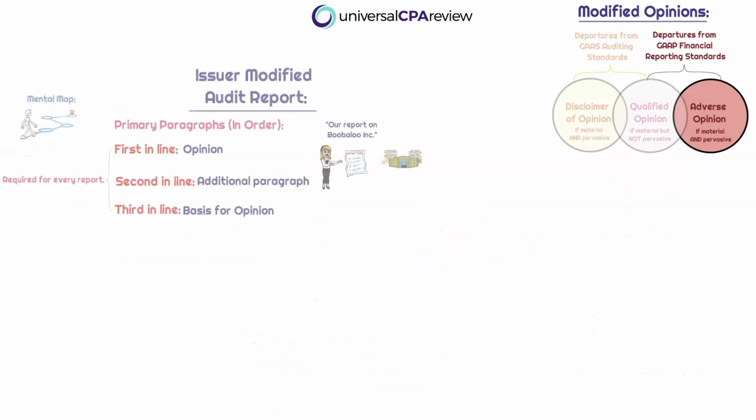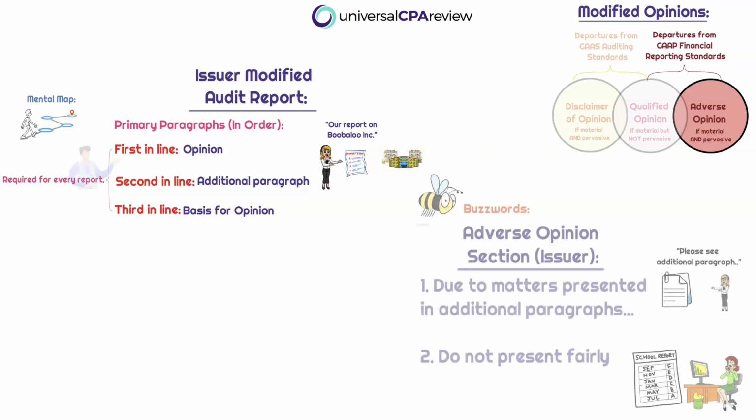So what if we have an adverse opinion that's being issued for Boobaloo Inc., an issuer? So the audit report for an issuer is going to be a little bit different if we're issuing an adverse opinion than it would be if we were issuing this opinion for a non-issuer. So if this is an issuer that we are reporting an adverse opinion on, we're going to start with the opinion section yet again. But here we're going to include specific language.